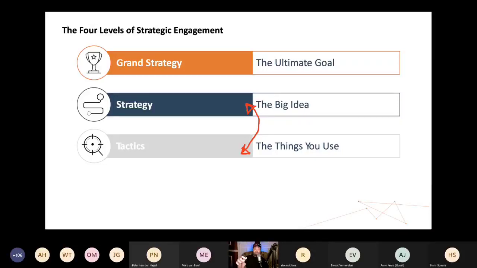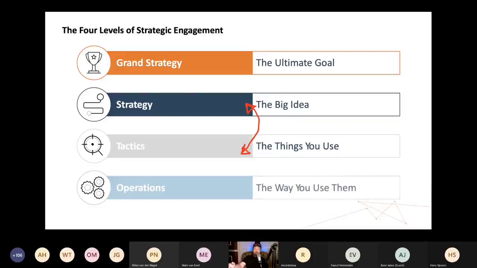People think they're being strategic and they're really being tactical. It is one of the biggest problems we have. And then finally, the overlooked area, operations, the way we use the things we have in order to execute on the big idea so that we can achieve the ultimate goal. And in order for a system, any system, including cybersecurity, to work, we will have to have these four things work together in concert in order to be successful.